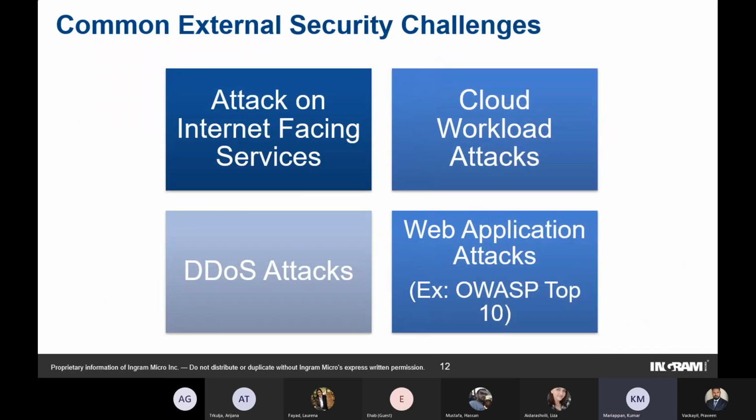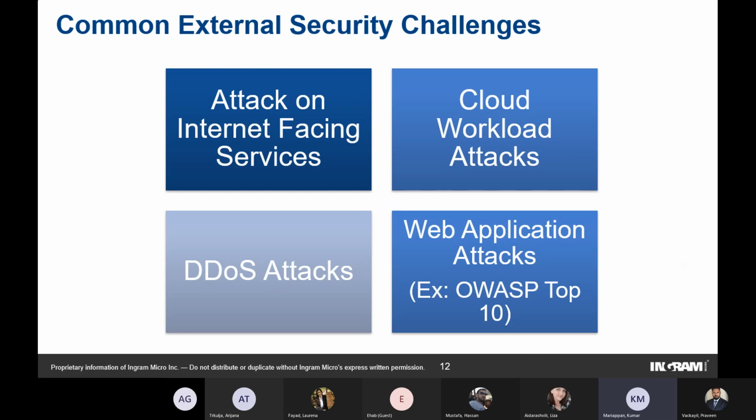The next one we are going to talk about is common external security challenges. So these are the most common things. Whenever you publish a website, let's say for example, an e-commerce website, if it is not available to everybody in the public, they cannot do the shopping. So to do that, you will have to publish the website, but what will happen in turn? There will be attacks on internet facing services.